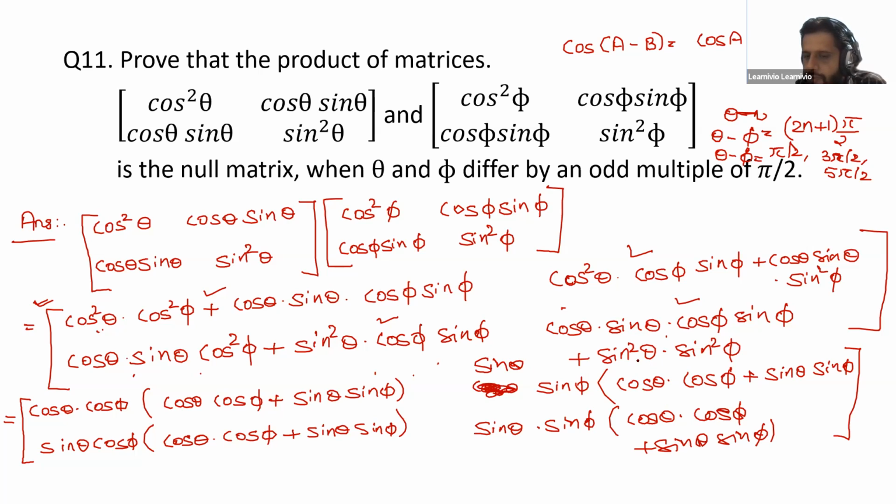Here we have a sin theta, here we have sin theta. Here we have sin phi, similarly here we have a sin phi. So we have taken out sin theta and sin phi common. So we get this one. Similarly here we can take sin theta and cos phi common. Similarly here we can take sin theta and sin phi common.